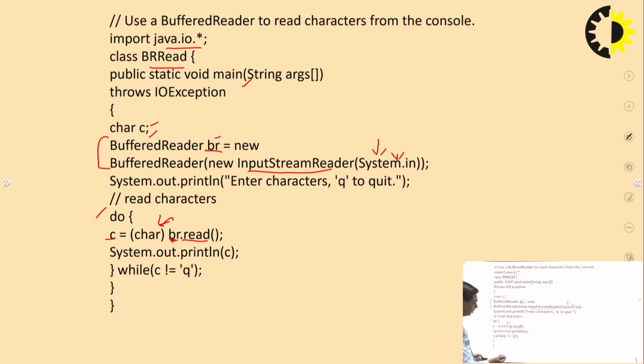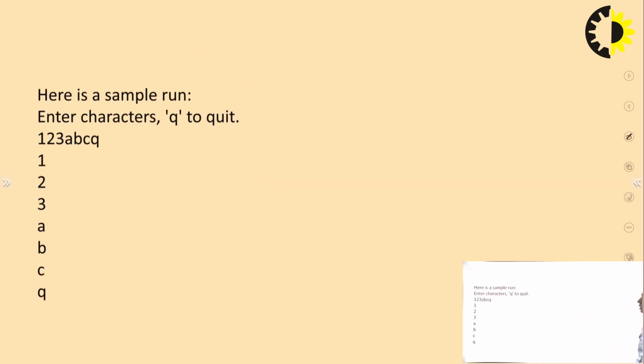Then whatever you take as input, just for demonstration purposes, we are displaying it with the help of System.out.println(c), and this will continue till you type q. q is the character. When you type it, this program will end, and this is the output. We typed 1, 2, 3, A, B, C. You can see it will convert into the characters 1, 2, 3, then A, B, C, and when you type q, the program is terminated.